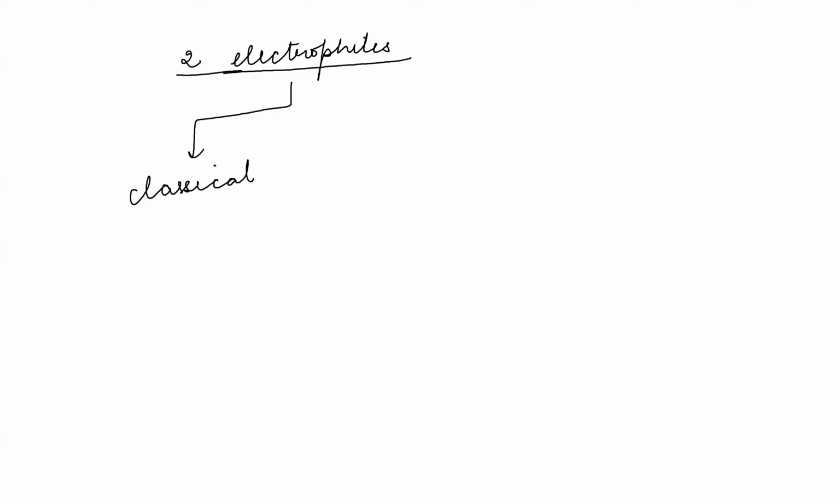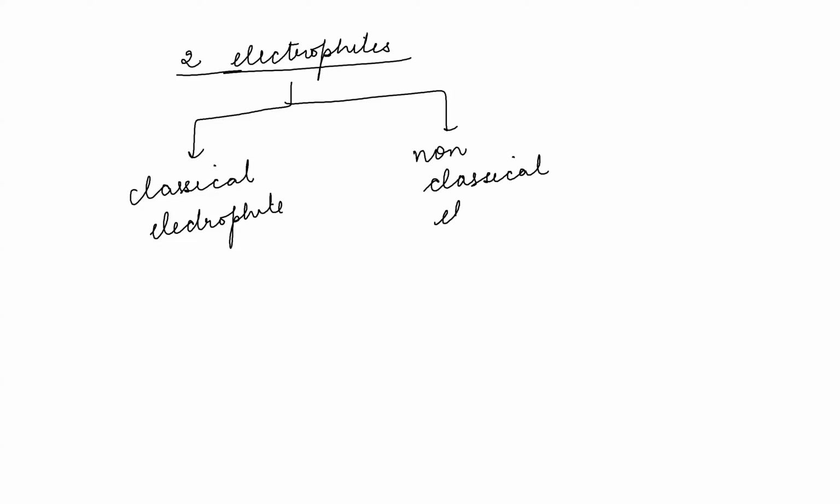Just see. Now, we have two types of electrophiles. One is a classical electrophile, and another one is a non-classical electrophile. Now, when we deal with the non-classical electrophile, just understand what exactly is happening.